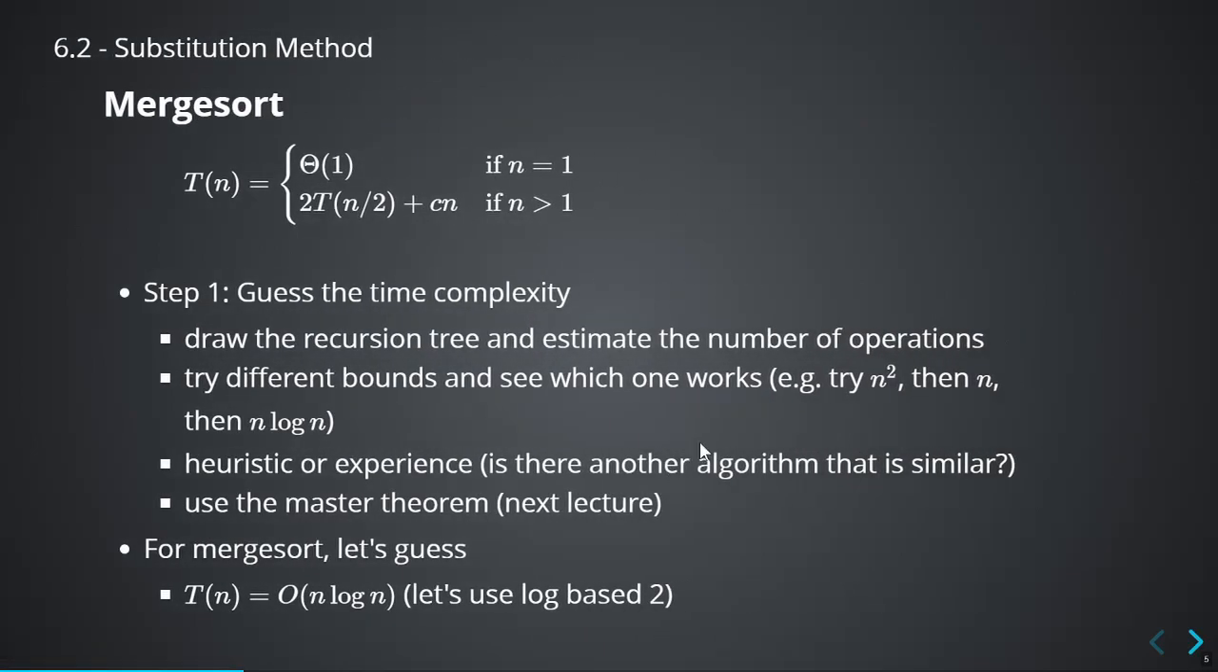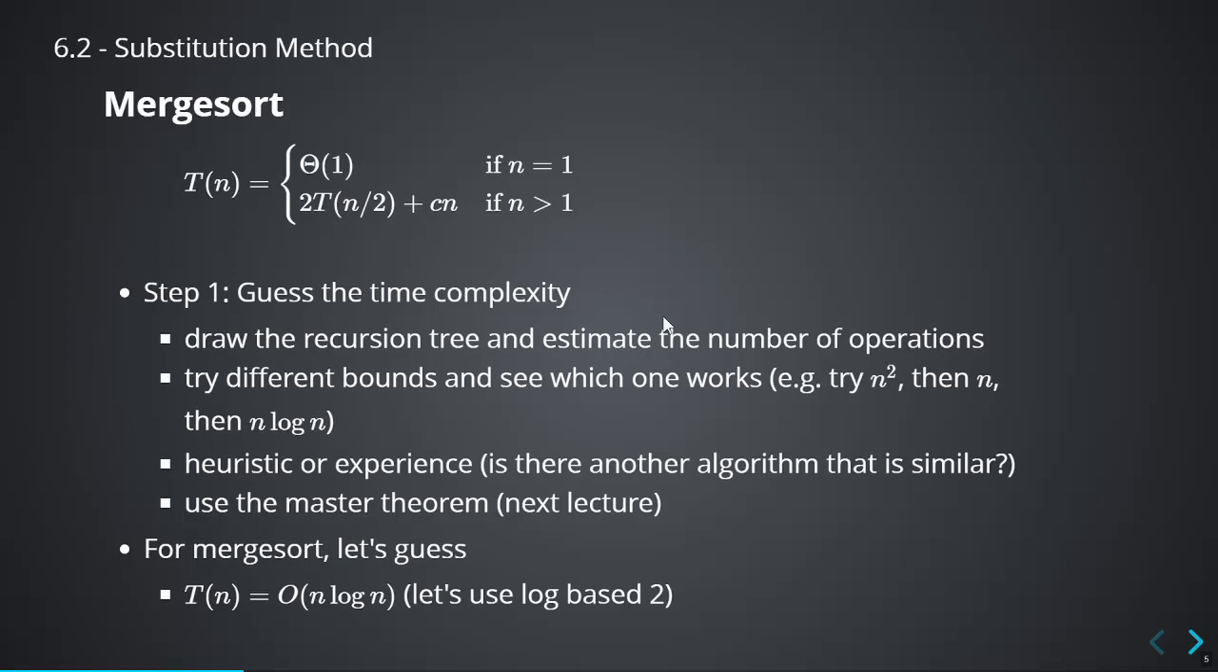How do you guess the time complexity? Well, as I mentioned before, you can draw the recursion tree and try to estimate the number of operations. In the previous method, we determined precisely what the number of operations is. Even if you can't derive the exact number, you can still try to draw part of the tree, guess what the complexity is from there, and then use induction to prove it. You can also try different bounds first and see which one works. Like if you're not sure, you can try n. If it's too low, then you try n squared. If it's too high, you try n log n.